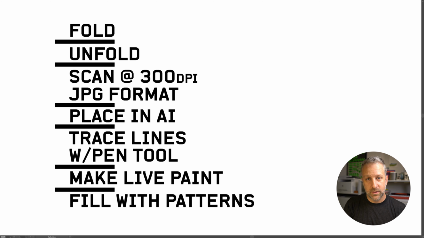Then we're going to place that file into AI, which is very easy to do, but there's some specific things to keep in mind with that. We'll trace the lines, the fold lines that are on the paper using the pen tool in Adobe Illustrator. We'll make that object into a live paint object, and then I'll show you how to use the patterns that you made and use those to fill the drawing that you make, or the trace lines that you make.